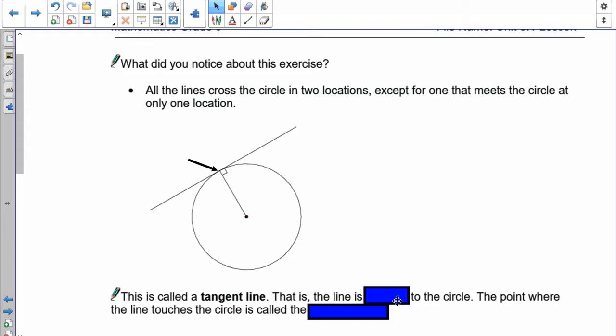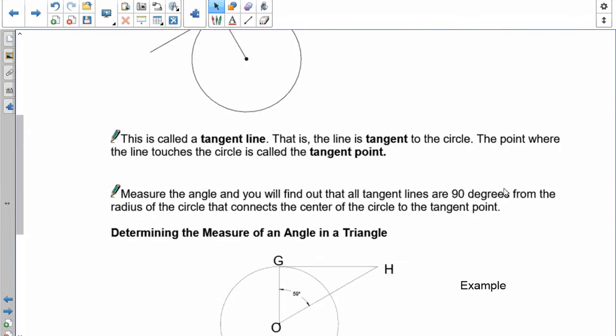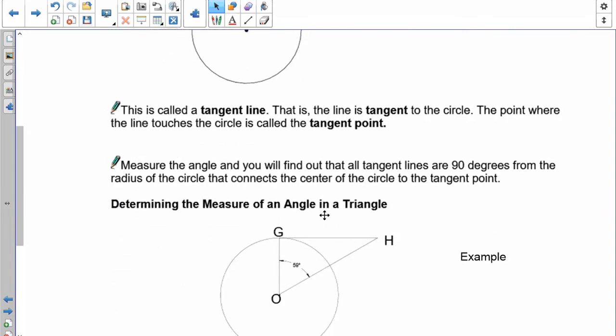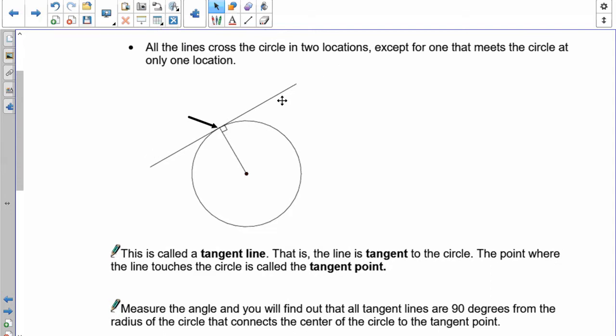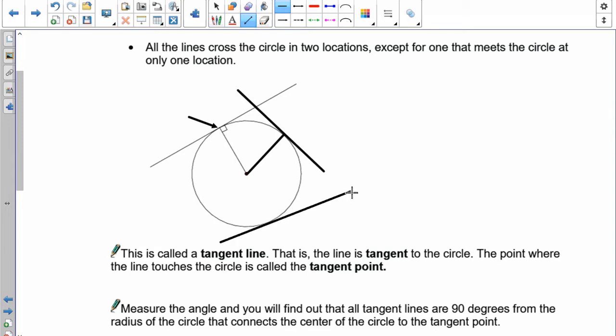The line is tangent to the circle, which means it touches in one point only, and it touches at what's called the tangent point. Now, if you measure the angle, you'll find that all tangent lines, no matter where you put this tangent line, or how many you put there, every tangent point is going to be 90 degrees. If I were to do over here, the tangent point from there to there, 90 degrees. If I had a tangent point over here, from there to there, 90 degrees.